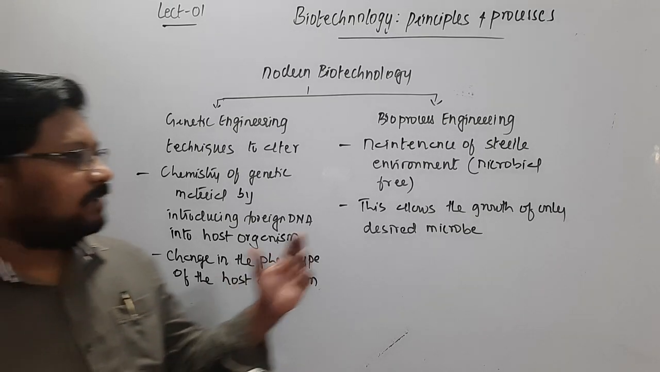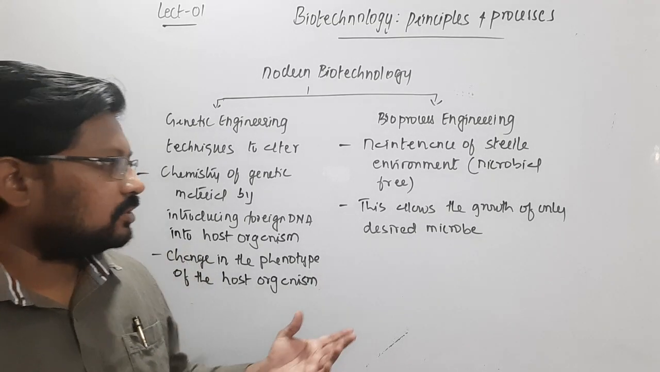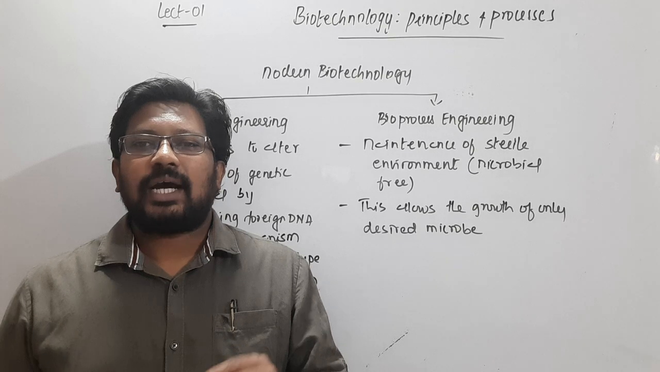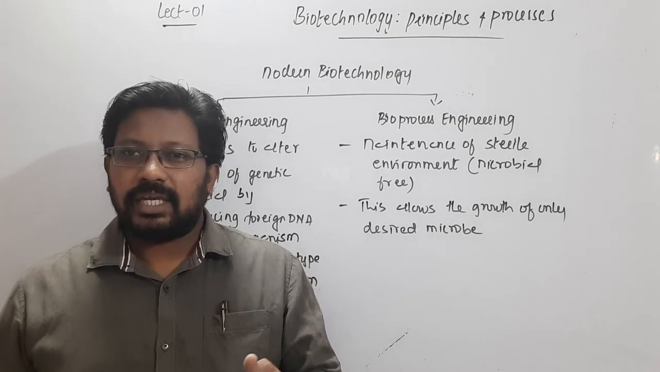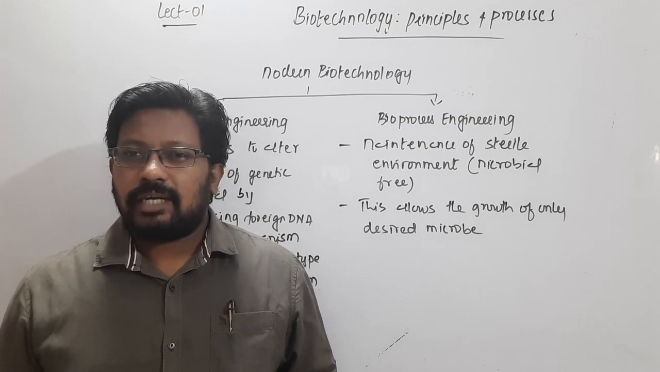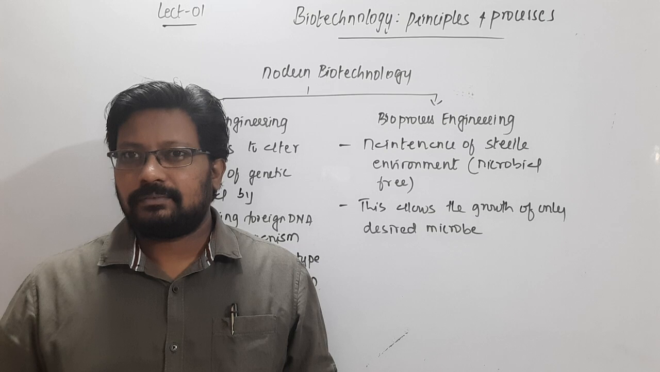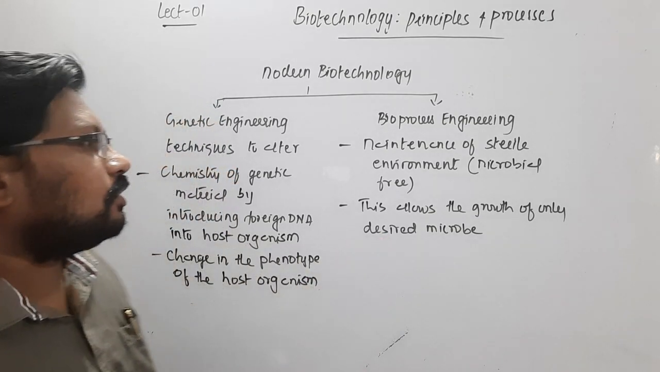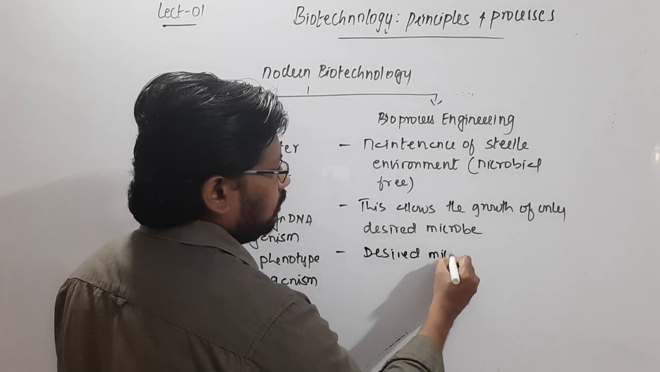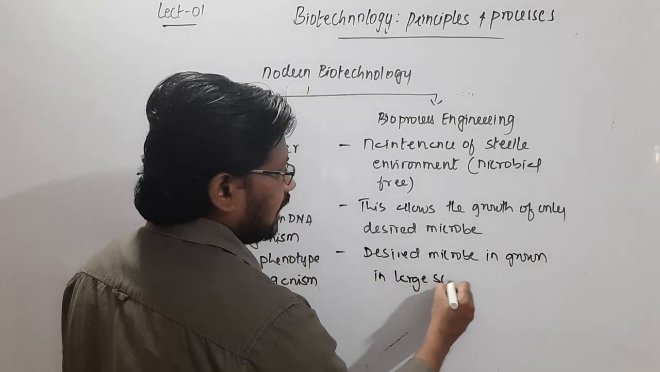Of course, I am going to grow that microbe in large quantities, so that whatever the product is, for example, as I mentioned earlier, the insulin gene that has been isolated from human DNA, we have now placed into a bacterium, and we allow this bacterium to multiply and become large in number. Then only will we be able to get enough quantity of insulin. So I am going to grow it on a large scale. So this desired microbe is grown on a large scale.